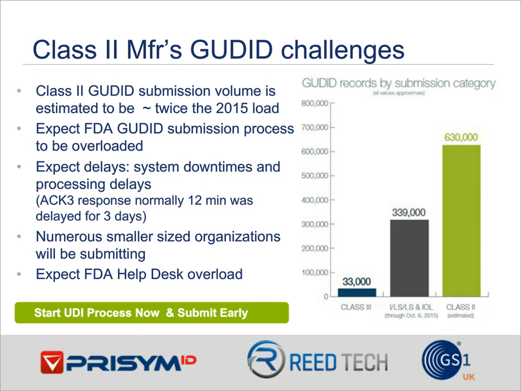And looking at the performance of last year, there was considerable overload at the FDA as far as being able to accept data. There were some system downtimes and processing delays. We noticed that during the final crunch days last year, an acknowledgement message, which normally took about 12 minutes to come back, was delayed for 3 days. So there was definitely some activity at the FDA to try to accommodate that, but we'll see if there's any delays.